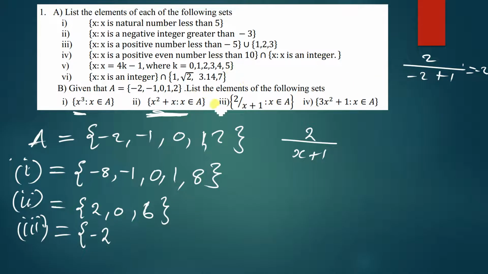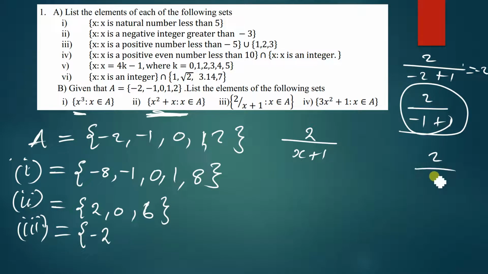And then we move on to the second element in set A. So we have 2 over negative 1 plus 1. So this one is undefined, because we'll have 2 over 0. Negative 1 plus 1 will give us 0. So 2 over 0 is undefined. So this one we can leave it.